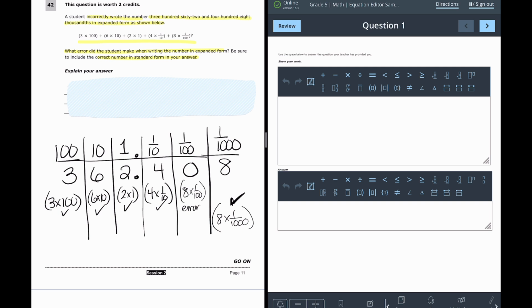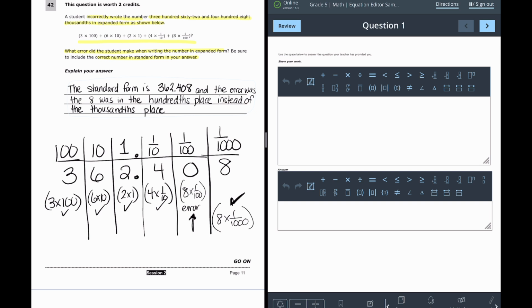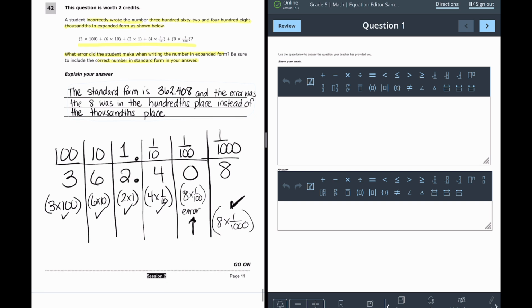Okay, so I found the mistake. The mistake is right here, and I know what the correct answer is. So this is how I'm going to answer it. The standard form is, because they did ask me, what error did they make? Be sure to include the correct answer in standard form. The standard form is 362 and 408 thousandths, and the error was the 8 was in the hundredths place instead of the thousandths place. Okay, so I kind of have my start, this is awesome.